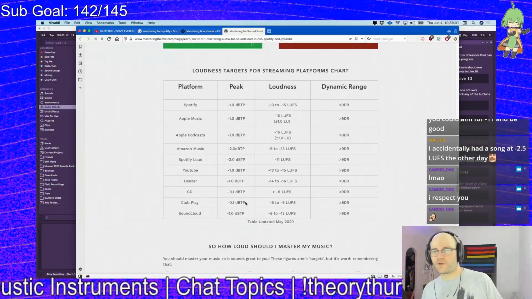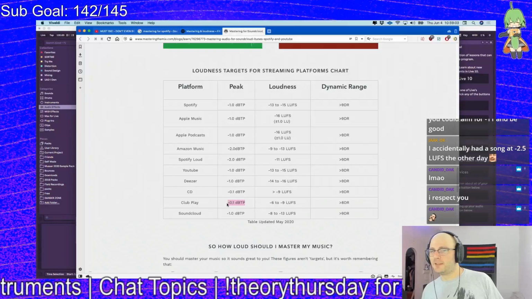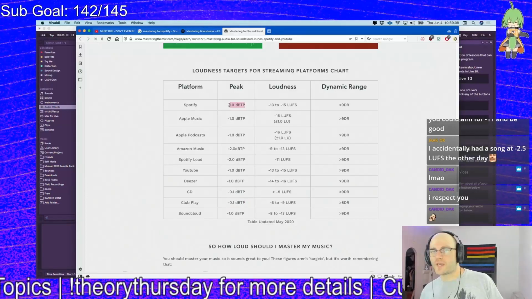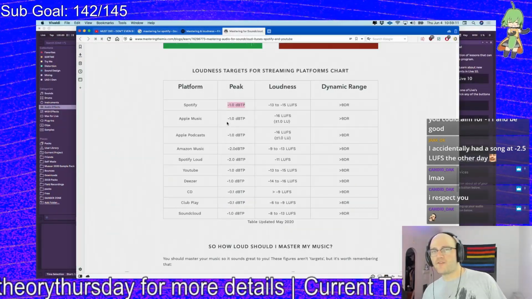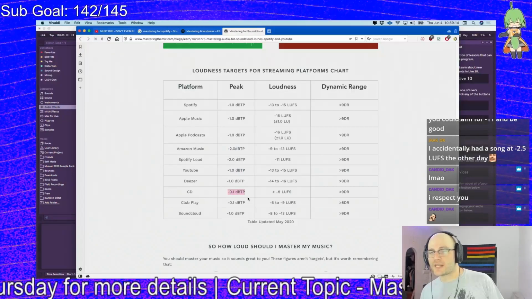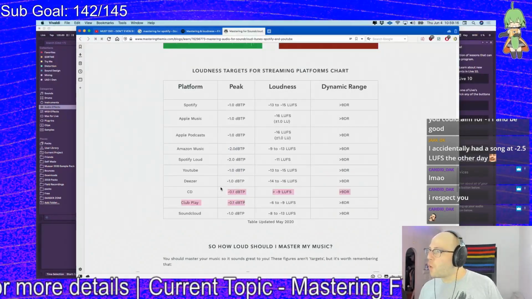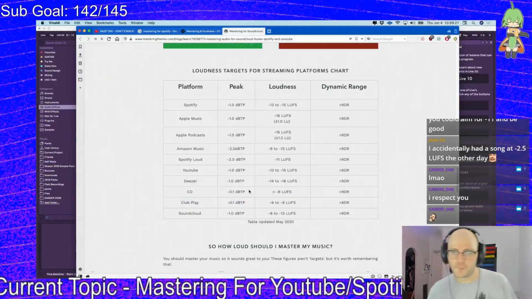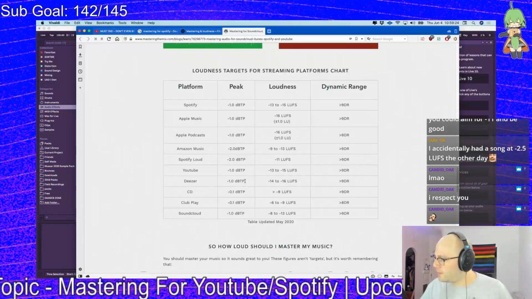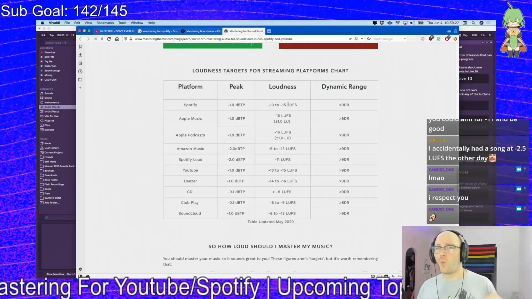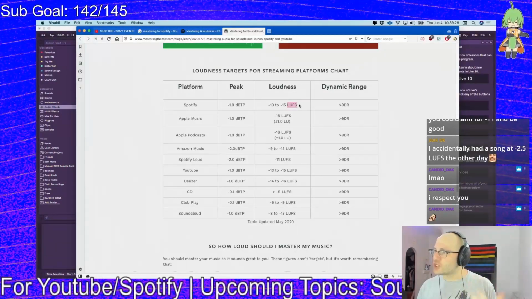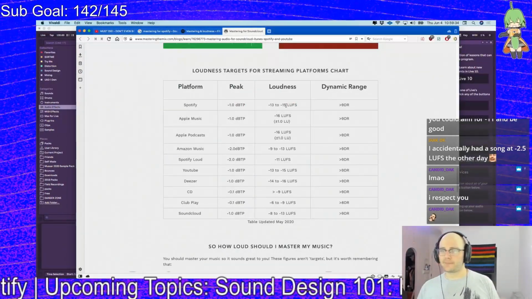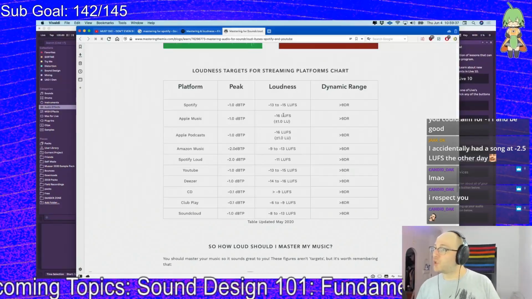But as you can see, for Club Play, it has the least amount of kind of true peak weighting, so to speak. Everything else is minus 1 to minus 2, except for CDs. Both CDs and clubs only have 0.1. It's just under 0 digital clipping. So now let's talk a little bit about what loudness units are, what decibels true peak are, and different ways that you can look at them.